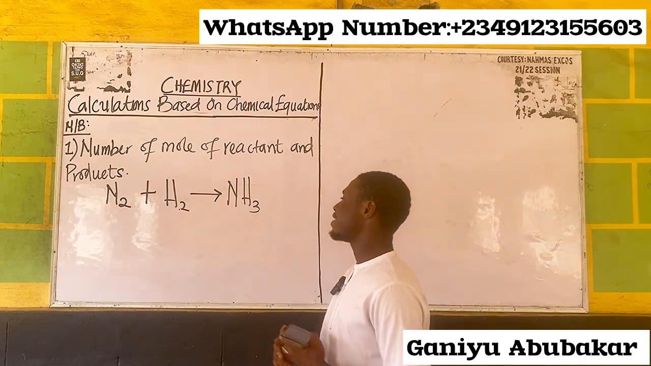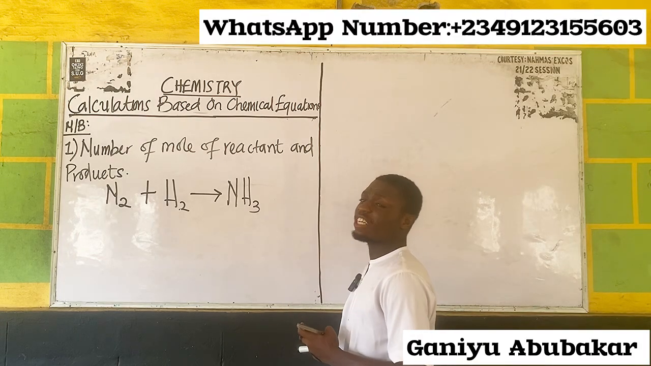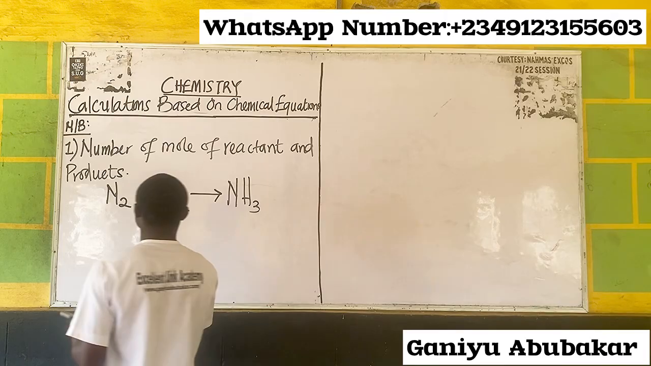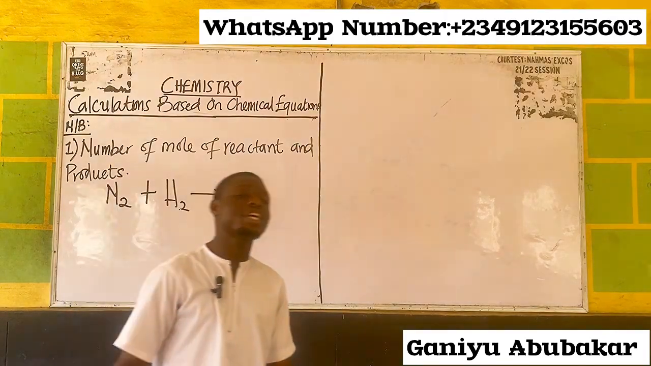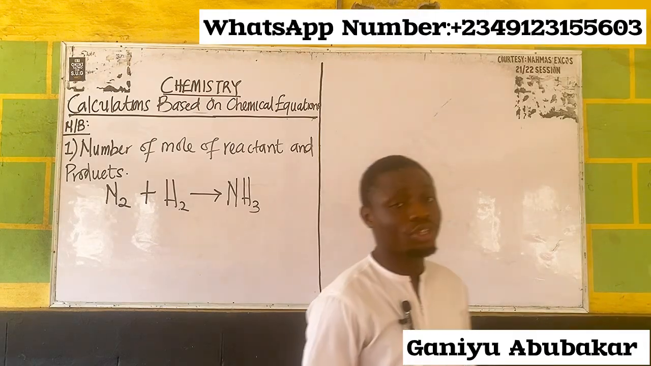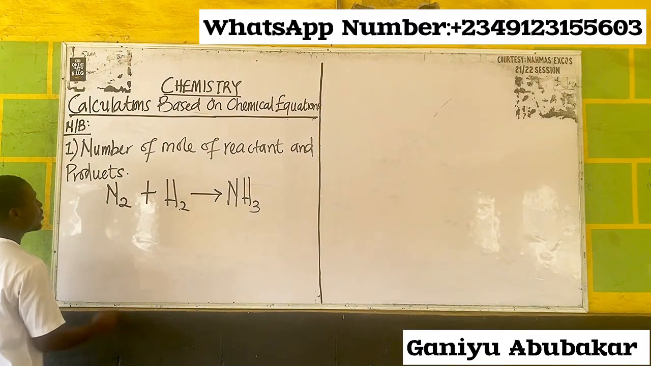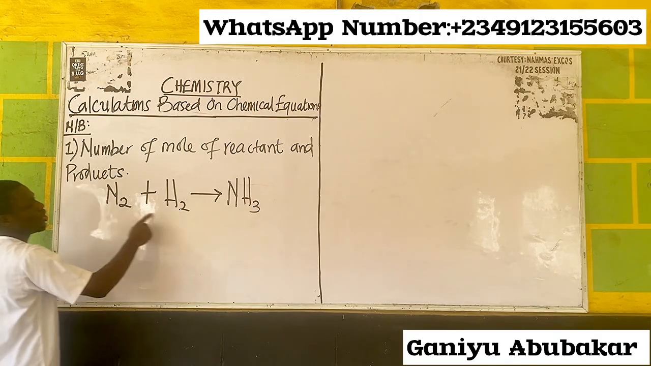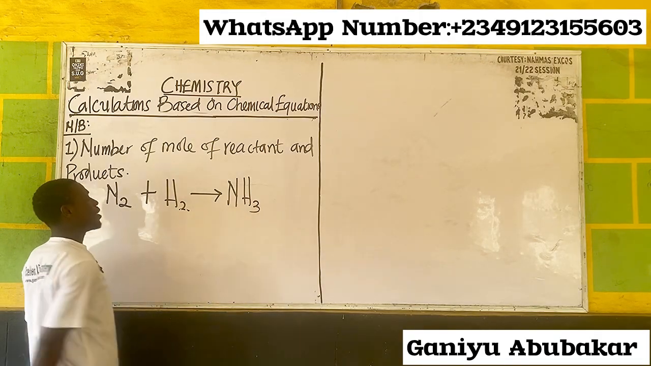Your very first task here is to check, is this equation balanced? Of course, we said when it comes to calculation under chemical equation, your very first task is to check if the equation is balanced. Yes or no? Let's check. N2, N is 1 here. H is 2 here, H is 3 here. So it's not balanced.